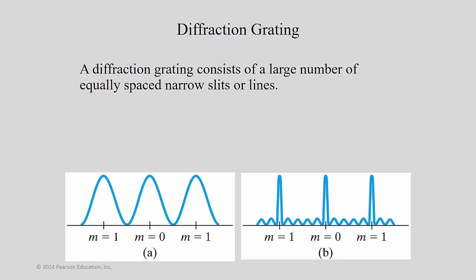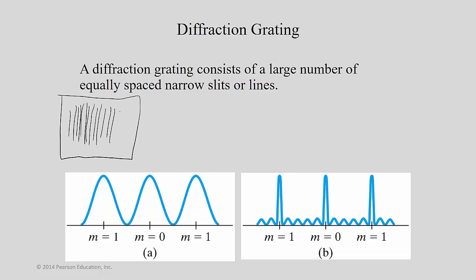Unlike single and double slits that we've already talked about, diffraction gratings can have hundreds or even thousands of slits per centimeter. When we talk about a diffraction grating, we are talking about having a large number of equally spaced narrow slits or lines. So if this is our slide, remember we started with a single slit and then we had double slits, but now we're really talking about having hundreds and hundreds of equally spaced parallel lines on a diffraction grating.